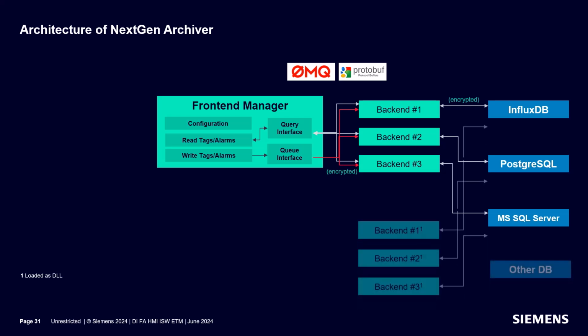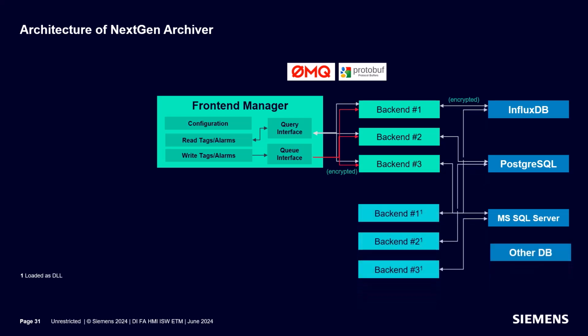Redundancy. The architecture supports redundancy, meaning that there can be multiple instances of the backend to ensure data availability and reliability. If one backend fails, another can take over without data loss.